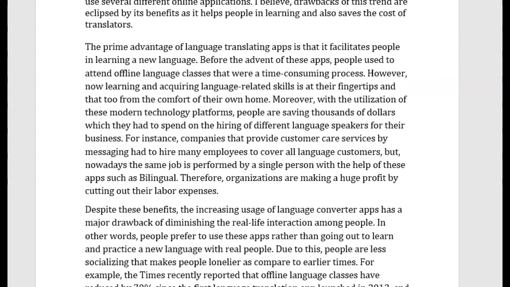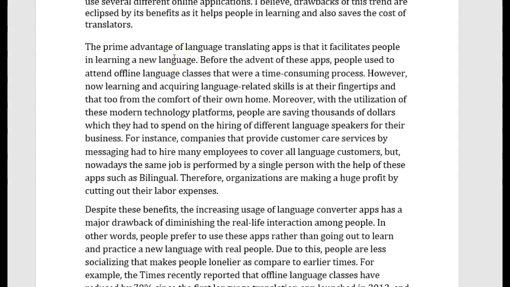The prime advantage of language translating apps is that okay, why? Because it's apps, plural. They facilitate people, they facilitate learning a new language. Not they facilitate people, but they facilitate learning a new language.